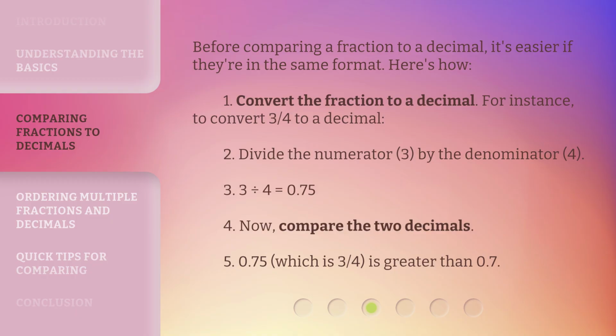Before comparing a fraction to a decimal, it's easier if they're in the same format. Here's how. 1. Convert the fraction to a decimal. For instance, to convert 3/4 to a decimal. 2. Divide the numerator, 3, by the denominator, 4. 3. 3 divided by 4 equals 0.75. 4. Now, compare the two decimals. 5. 0.75, which is 3/4, is greater than 0.7.